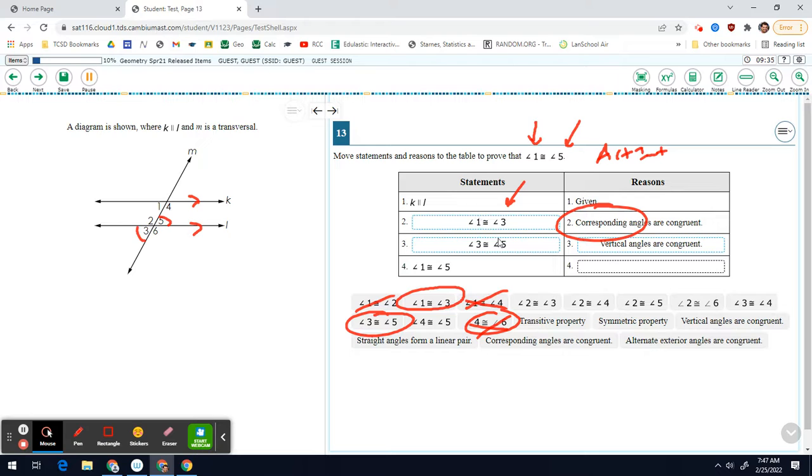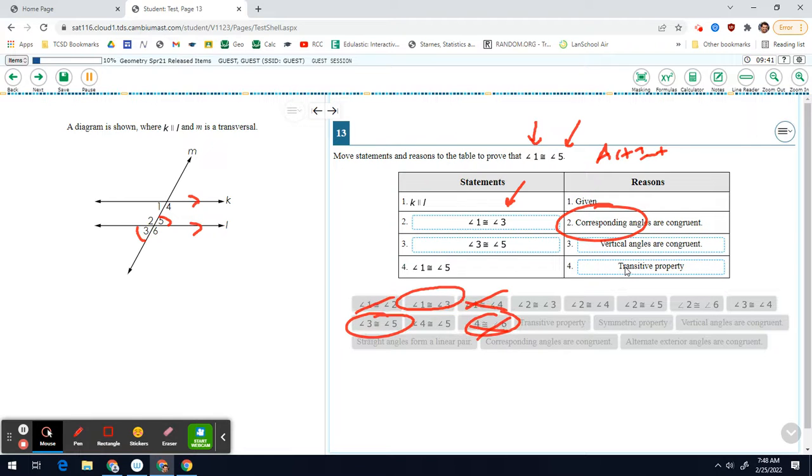And now, because angle 1 and angle 5 are both congruent to angle 3, angle 1 and angle 5 are congruent to each other, and that is the transitive property. Gotta love me some proofs.